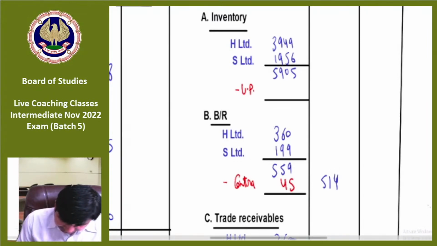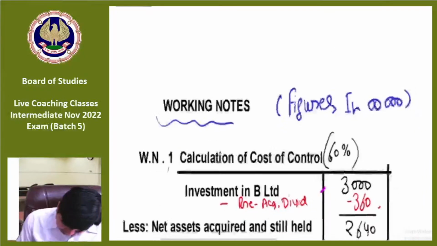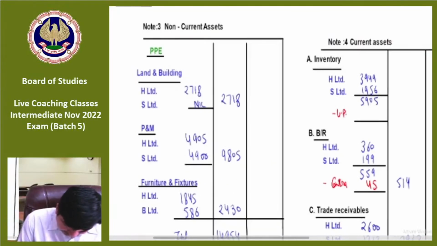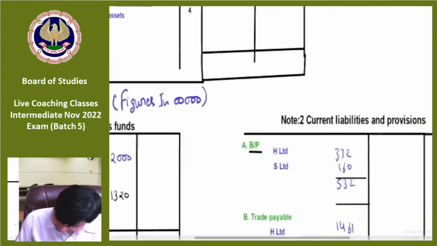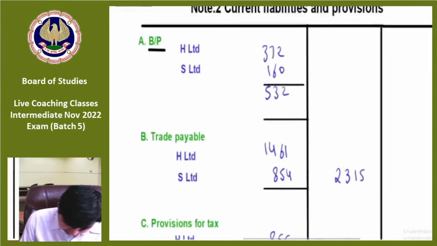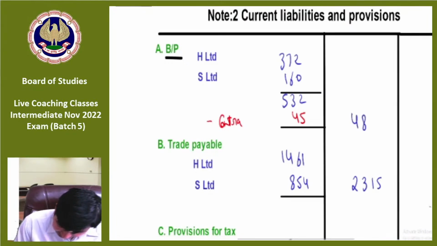Now moving to the current liabilities part. In the current liabilities you will find the bills payable from where you need to reduce the contra items. That is 45. 532 minus 45 is 487.